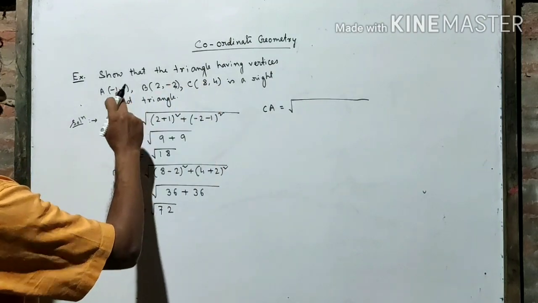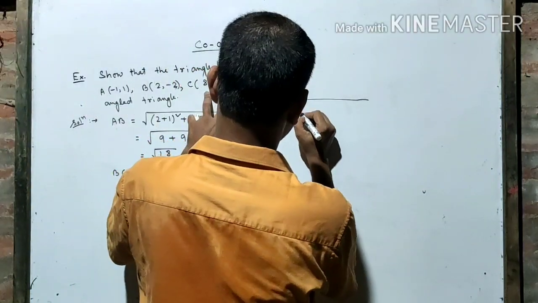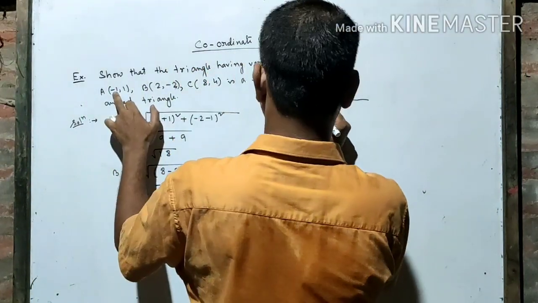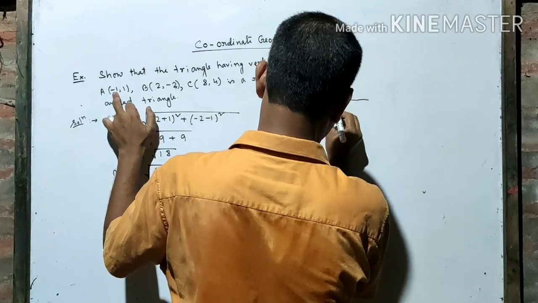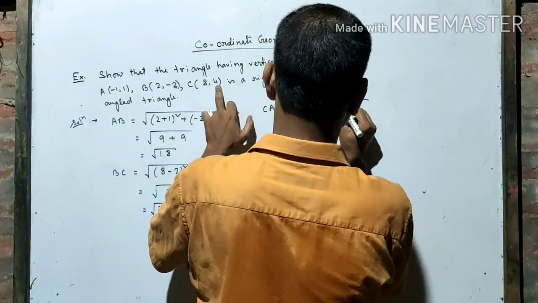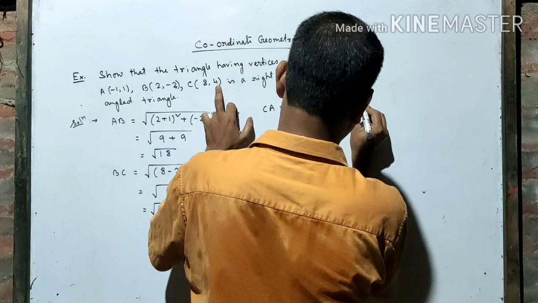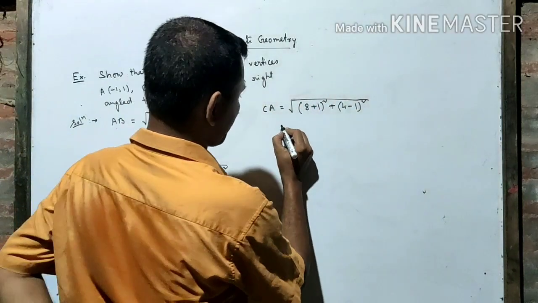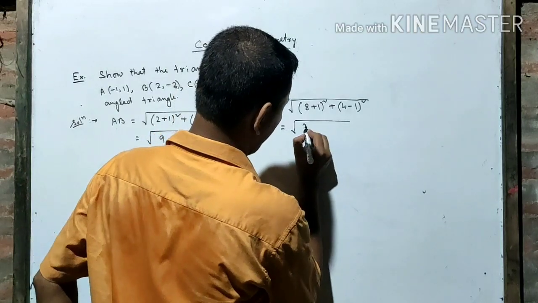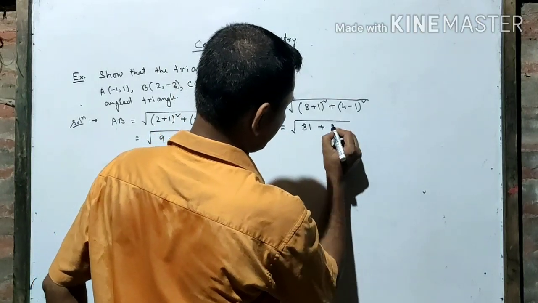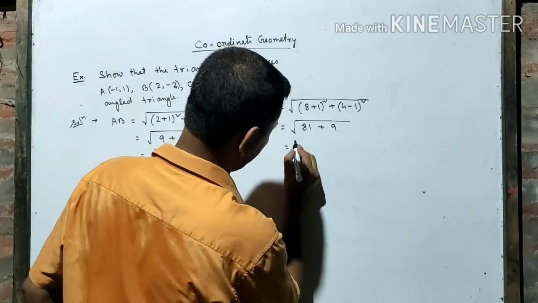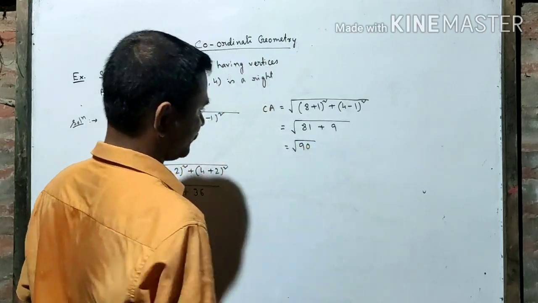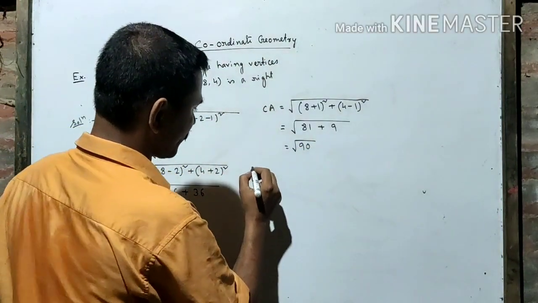x1, y1, x2, y2. So CA is 8 minus minus plus 1 whole square plus 4 minus 1, 4 minus 1 whole square. So 8 plus 1, that is 9 square, that is 81, plus 3 square, that is 9, is equal to root 90.